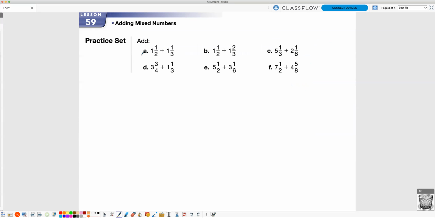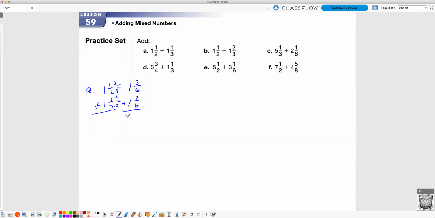Letter A, 1 1/2 plus 1 1/3. I'm going to rewrite them vertically, and then I'm going to recognize that they have to be something with a denominator of 6 in both of these. And this would be times 3, so that's times 3. That means this is going to be 3/6. This one was times 2, times 2. That makes this 2/6. And I'm going to add those.